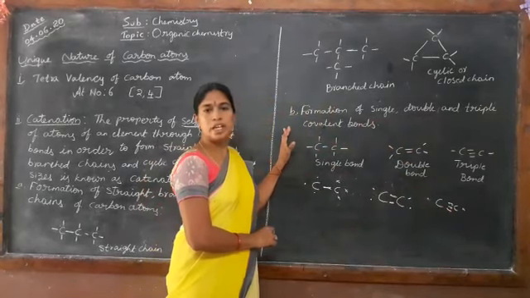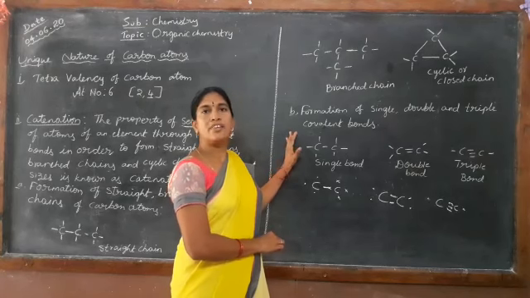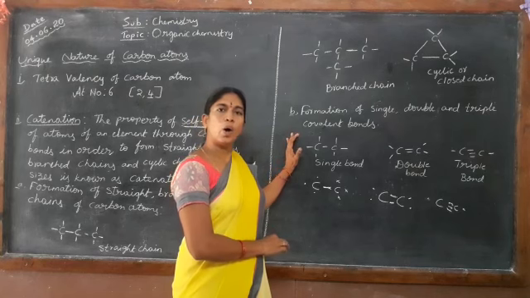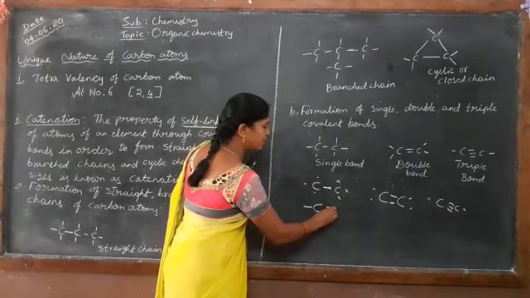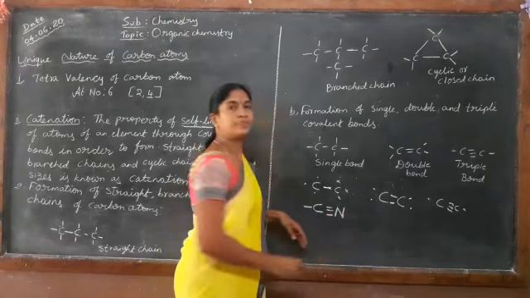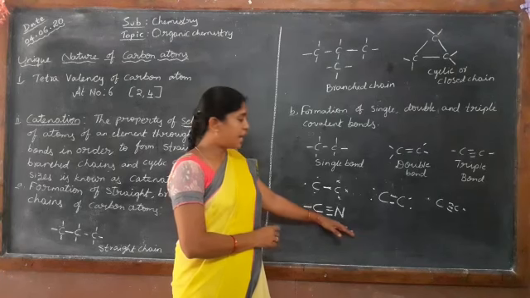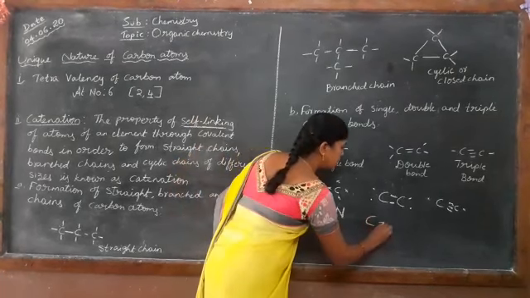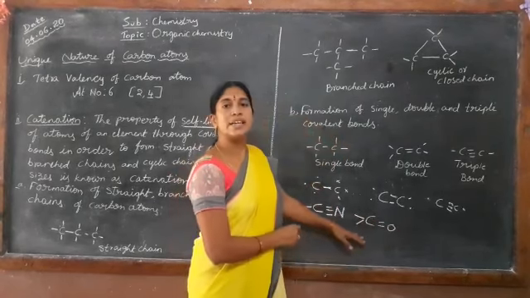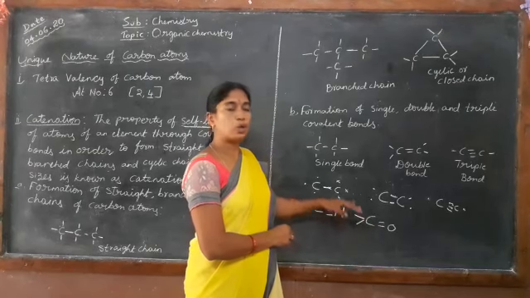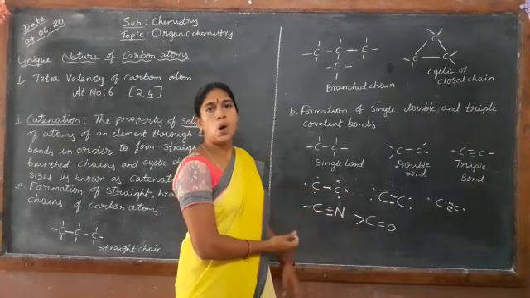Not only the triple bond, double bond or single bond formed among only carbon, it is also ready to bond with other atoms like oxygen and nitrogen. So whenever it reacts with nitrogen, it will form the triple bond. So carbon and nitrogen form the triple bond. And with oxygen, it is ready to form the double bond. So like this, it will form different types of bonds, not only among carbon, it also forms with other atoms like nitrogen and oxygen.